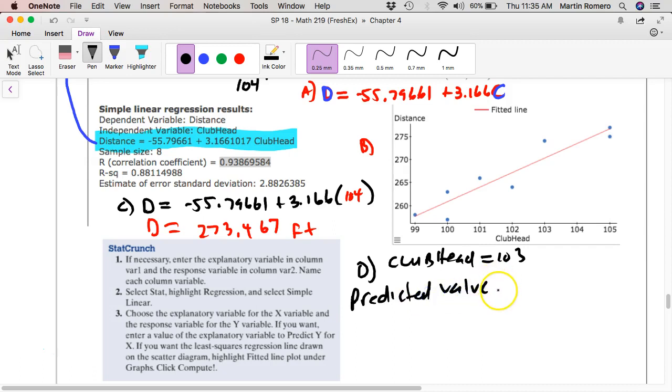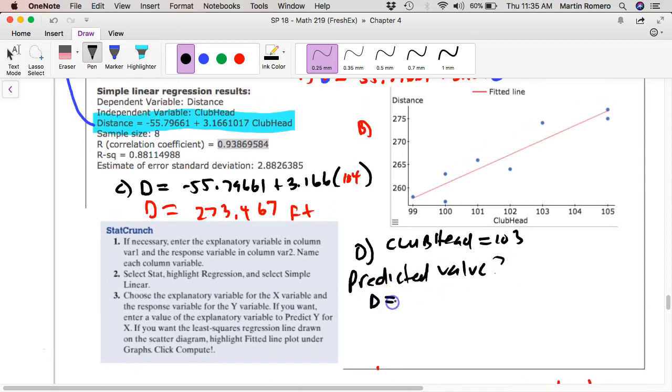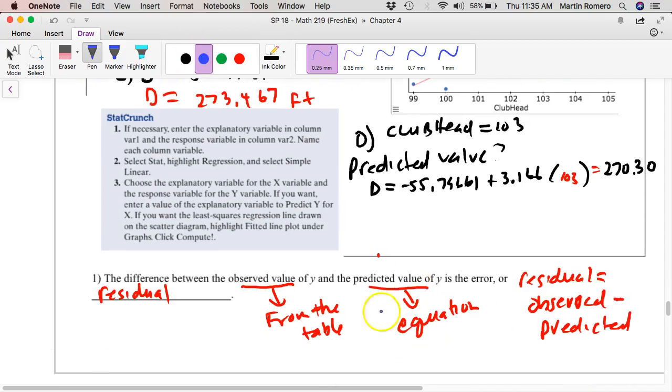The first thing we want to do is find the predicted value. How do we find the predicted value? You go ahead and use the equation again. So D is equal to negative 55.79661 plus 3.166, and in its place we put in 103 to find the predicted value. With the calculator, the predicted value is equal to 270.30.